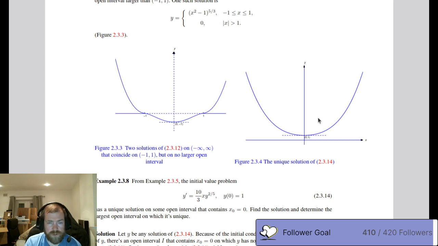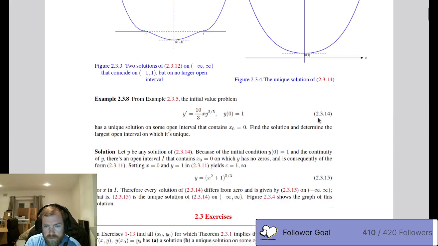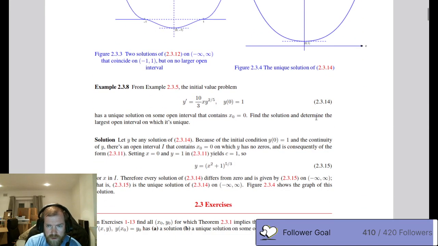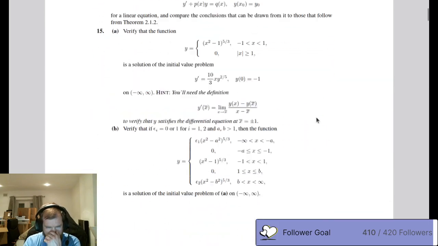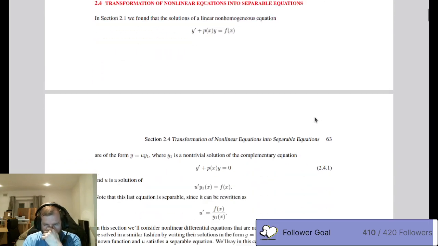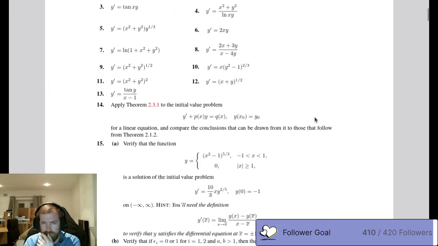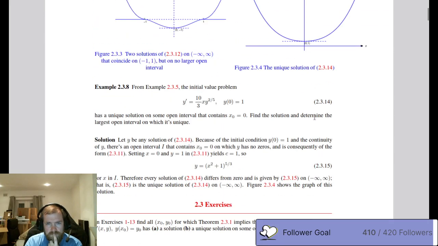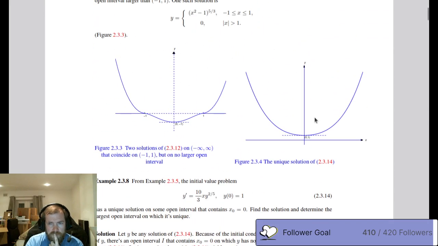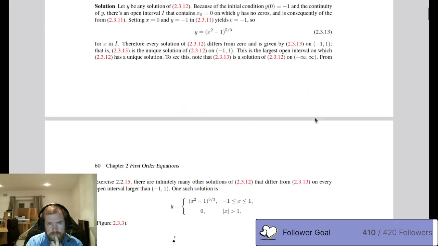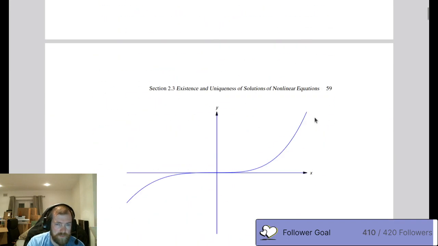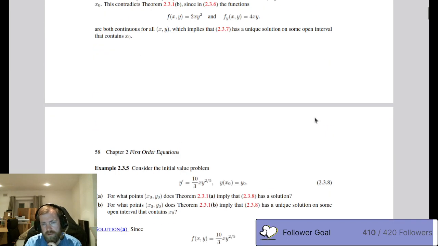Determine the largest open interval on which this thing is unique. That's actually a good way to do that, right? Oh, we don't have a 237 here. Interesting. Oh, or in example 237. Yeah. Okay.